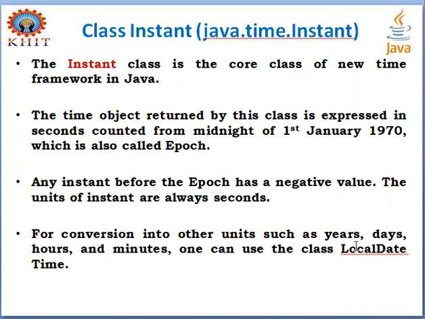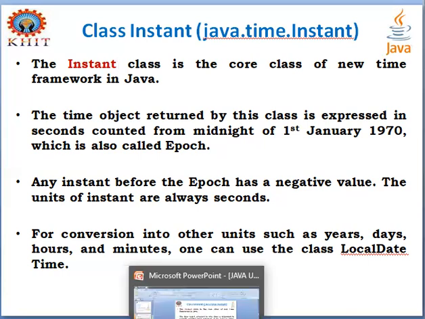And for a conversion into other units such as years, dates, hours and minutes, we can use LocalDateTime. So there is a class called Instant, which will provide you the time and date of the present time. But the base date it is following is from 1st January 1970, that is midnight of 1st January 1970.